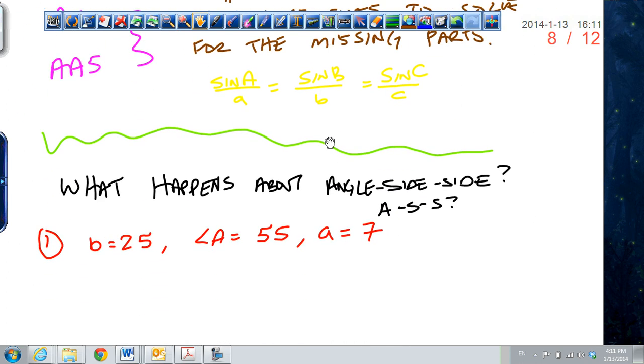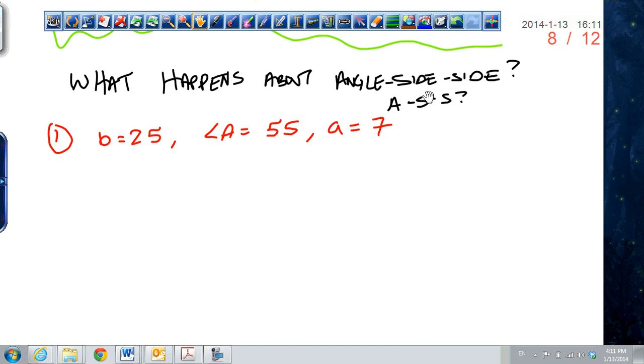But what happens with angle, side, side? In geometry, you were told several times over again that you can't use the ASS theorem to prove congruency or to even prove similarity, because there are a lot of options for what the triangle could look like.